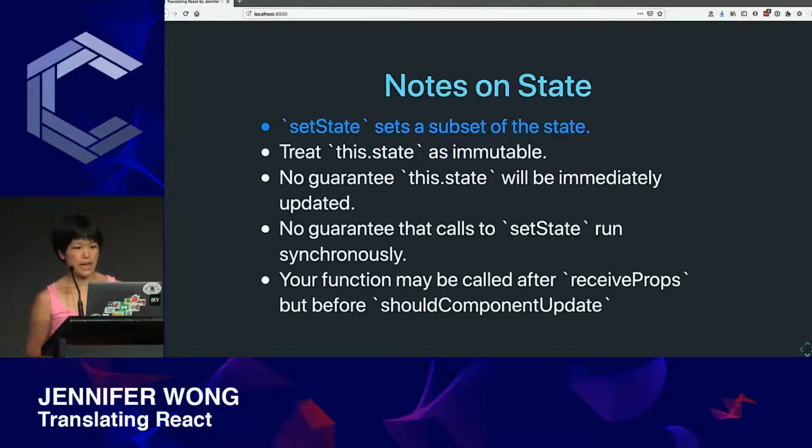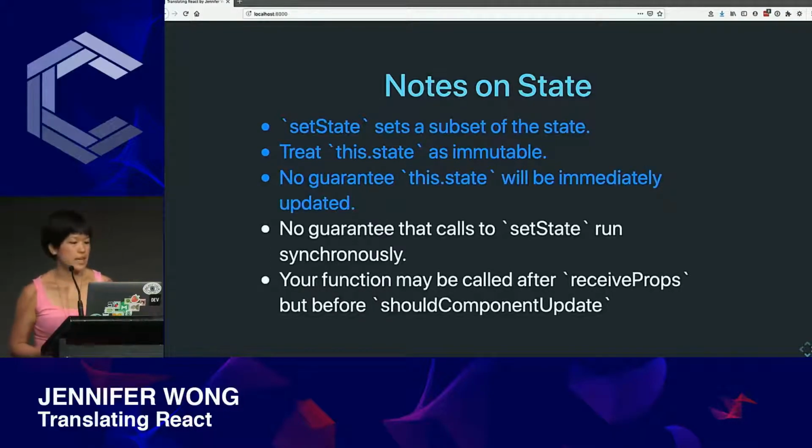Number one, they say that setState sets only a subset of the state instead of the entire state. That you should treat this .state as immutable. So basically what we're saying here is that we shouldn't set the global state directly. And as we know, if we look in React documentation, it's an anti-pattern not to use this method setState. So this is essentially what they're saying in the comments as well.